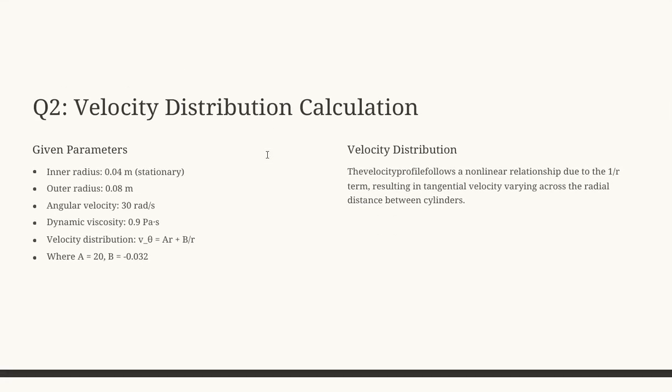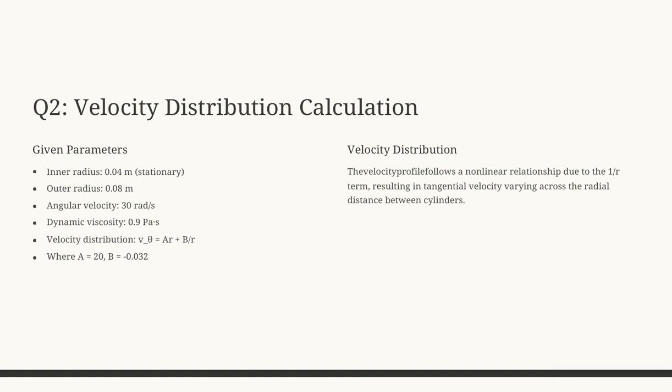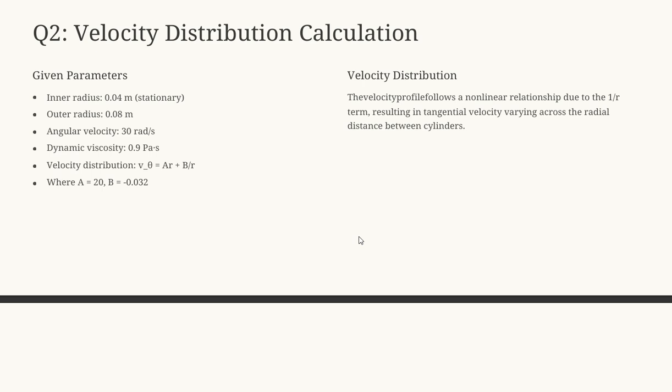Now we move to the second numerical. Here the conditions given are inner radius, outer radius, angular velocity, dynamic viscosity, velocity distribution, and the A and B values. The velocity profile follows a non-linear relationship due to the 1 by r terms, resulting in tangential velocity varying across the radial distance between cylinders. In this question, we are given these values.